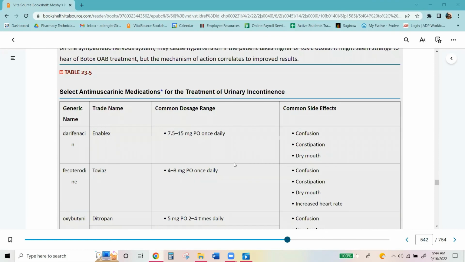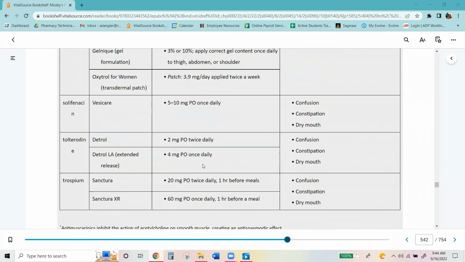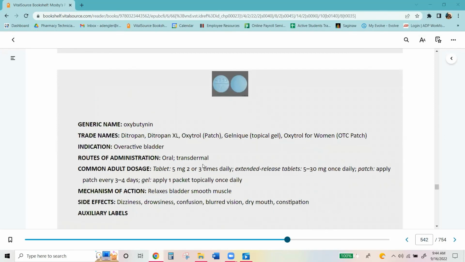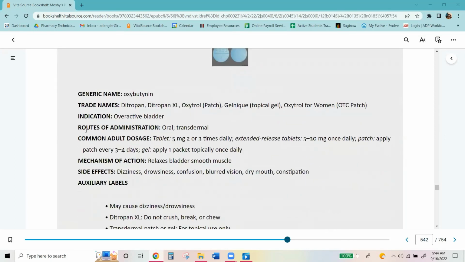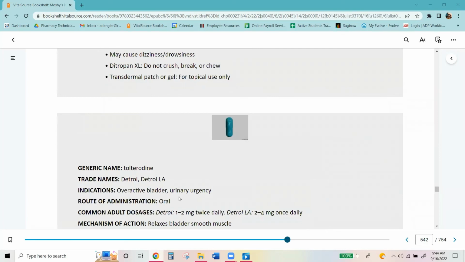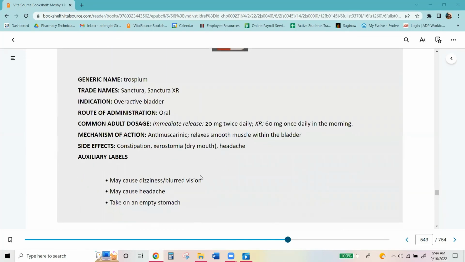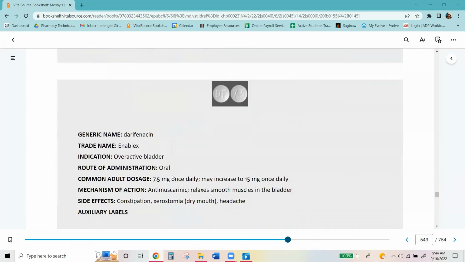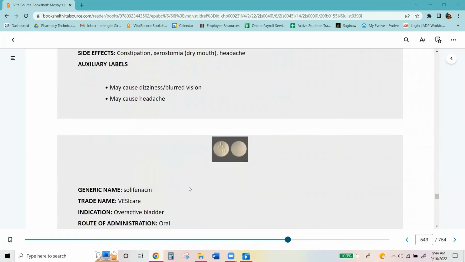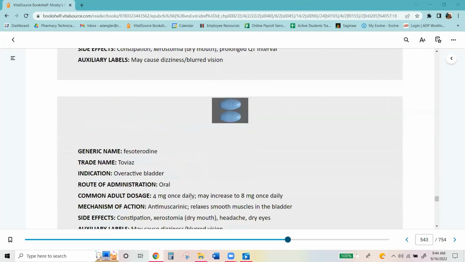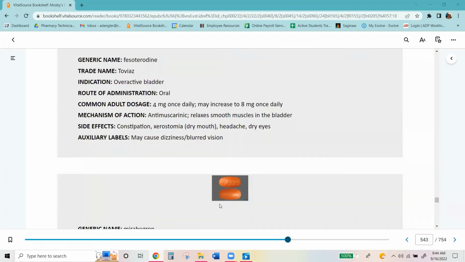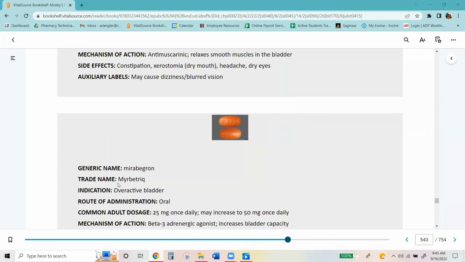Table 23.5 lists select antimuscarinic medications for the treatment of urinary incontinence. We have oxybutynin for overactive bladder. You can see all the different brand names that are available: a patch, a topical gel, extended release, regular release. We have Detrol and Detrol LA, which is for overactive bladder and urinary urgency. We have Sanctura, which is for overactive bladder. Enablex for overactive bladder. Vesicare for overactive bladder. Toviaz for overactive bladder. Myrbetriq for overactive bladder.